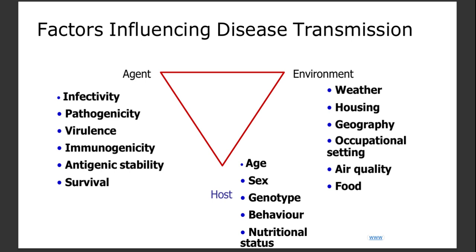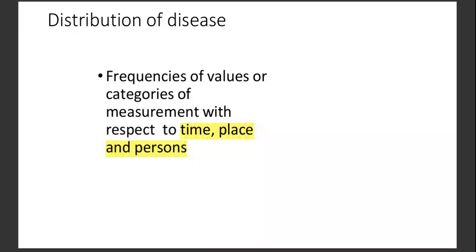Some environments, as we've said, your place, there is a lot of smoke. Maybe you work in an industry. So that can help some microorganisms to thrive, or for the disease to happen, and also the food that we get to eat. So that is the epidemiological triad.